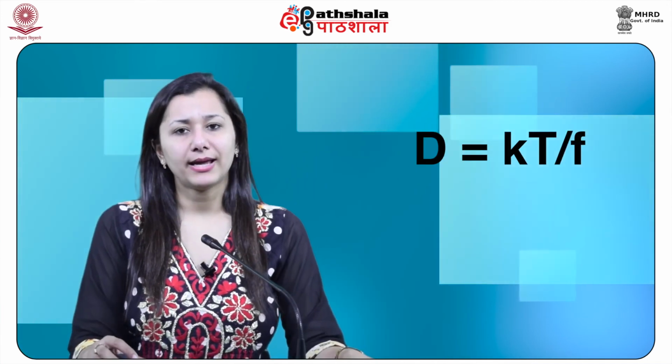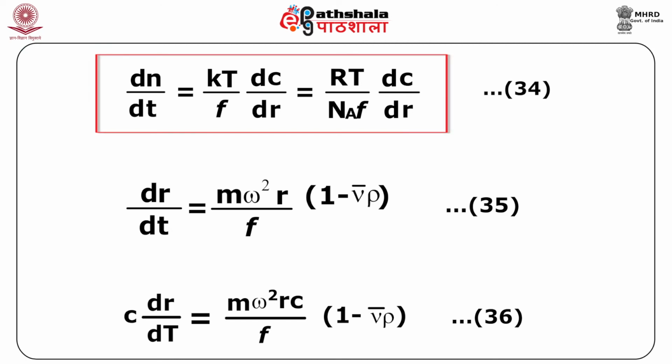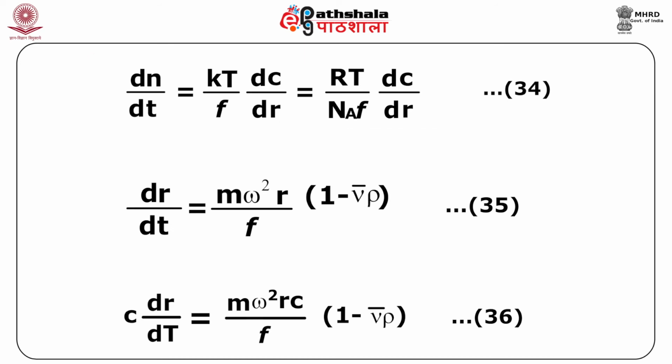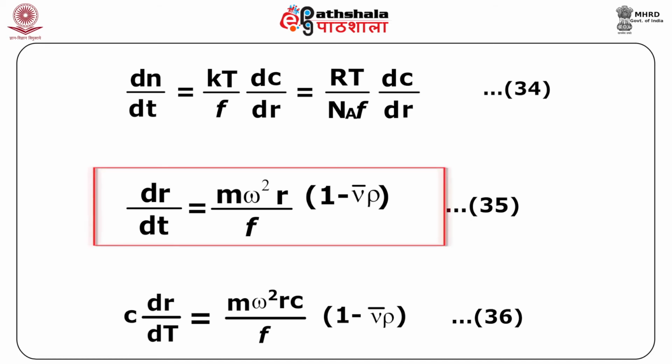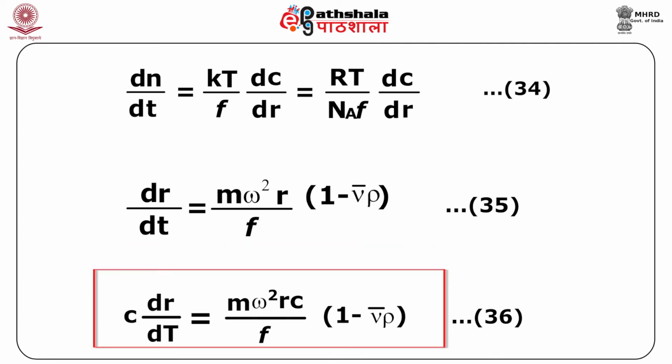Since from the Nernst-Einstein diffusion equation D equals kT by F, hence dN/dt equals kT by F dC/dr, which can be further written as RT by N_A F into dC/dr, as in equation 34. From equation 21, the rate of sedimentation of the polymer solution is given by dr/dt equals m omega square r by F into (1 minus V bar rho), as shown in equation 35, or C times dr/dt equals m omega square r C by F into (1 minus V bar rho), as shown in equation 36.